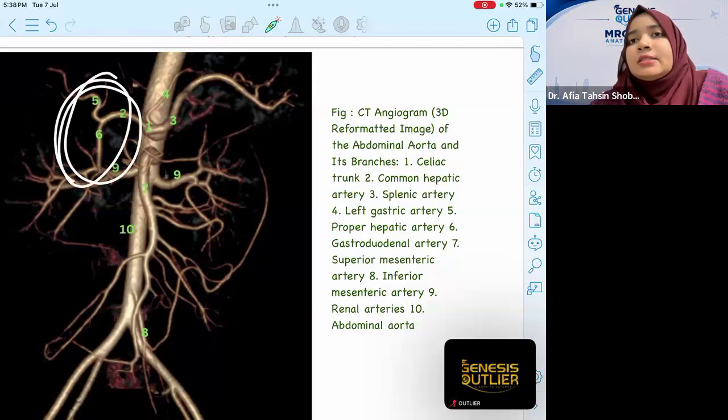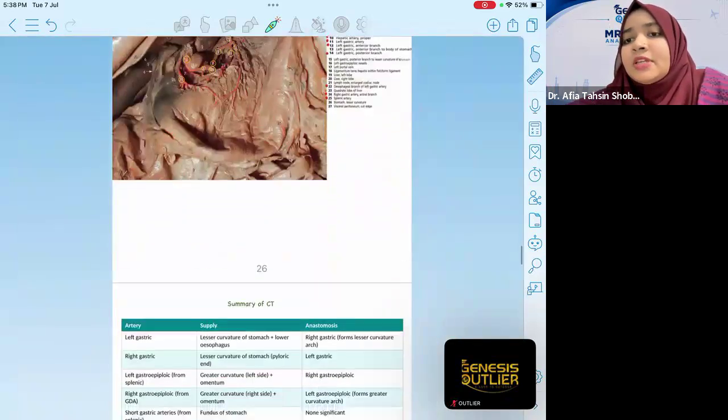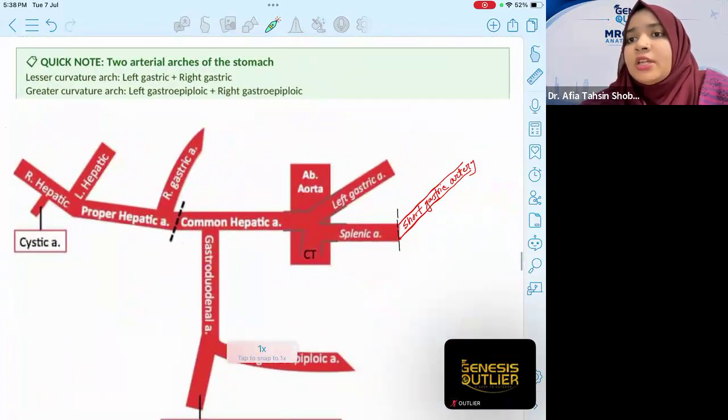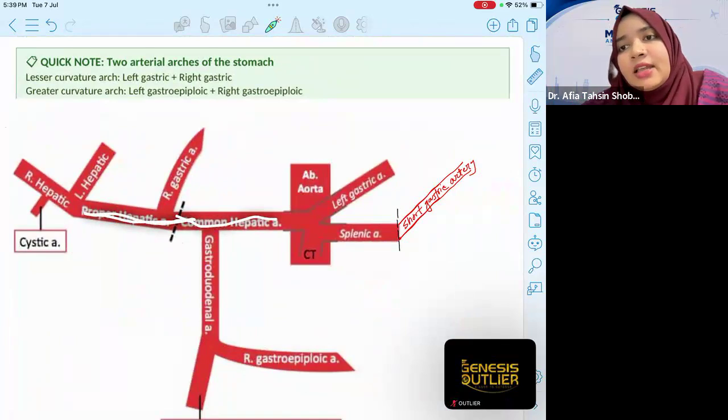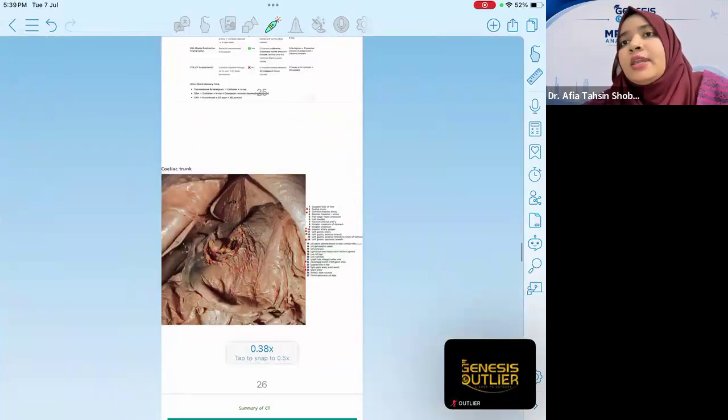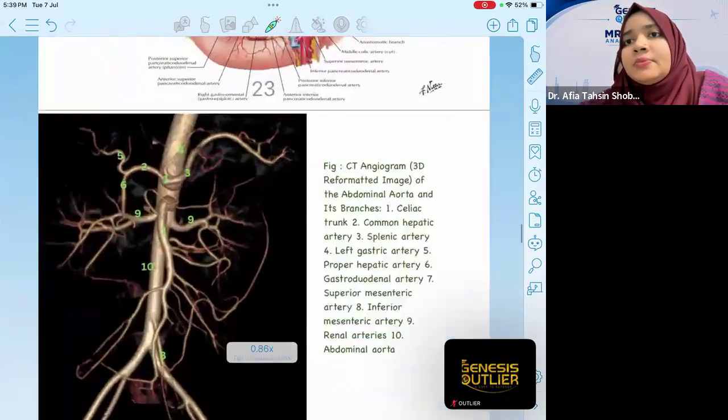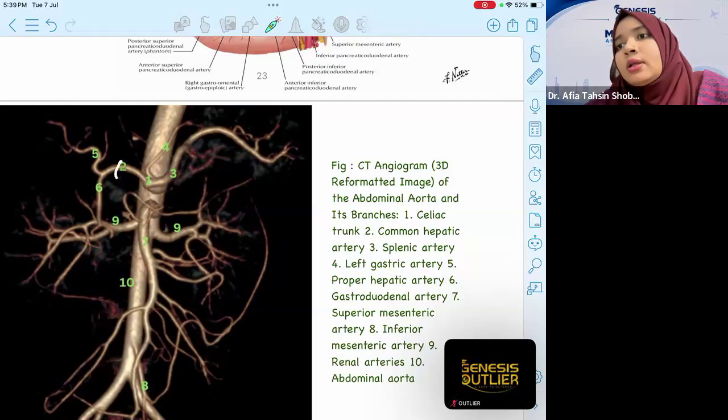See, this is complex here. I want to show this image again. Common hepatic artery will give proper hepatic artery and gastroduodenal artery. Then proper hepatic artery will branch right gastric artery. So here, first you will get two, common hepatic artery, then you will get proper. Five is proper hepatic artery, and six will be gastroduodenal artery.